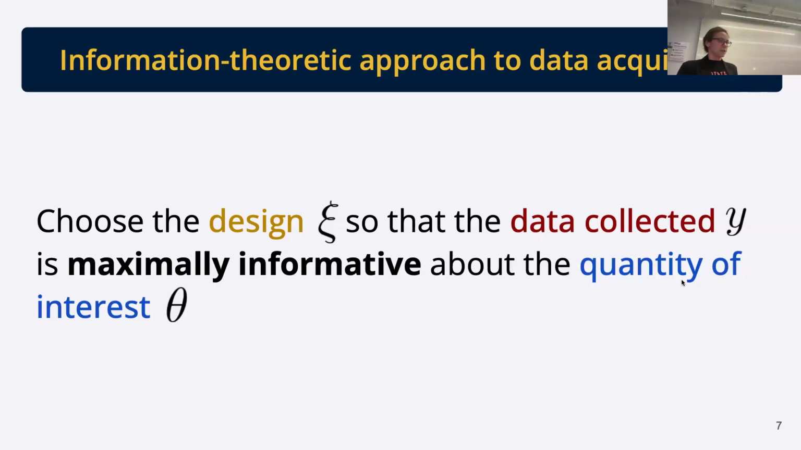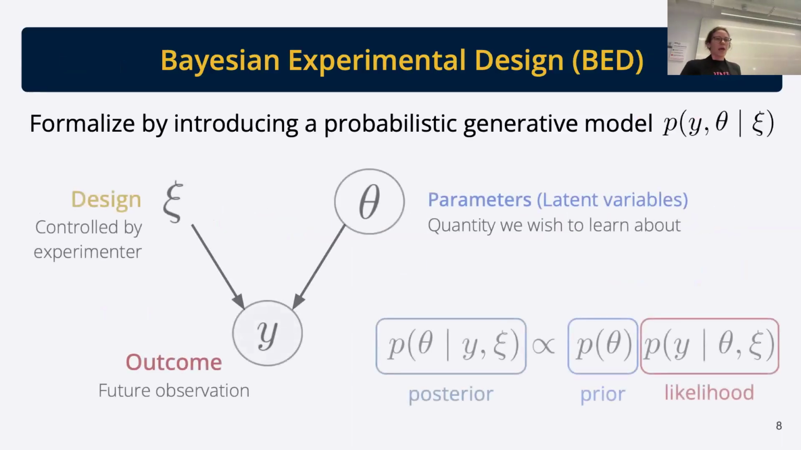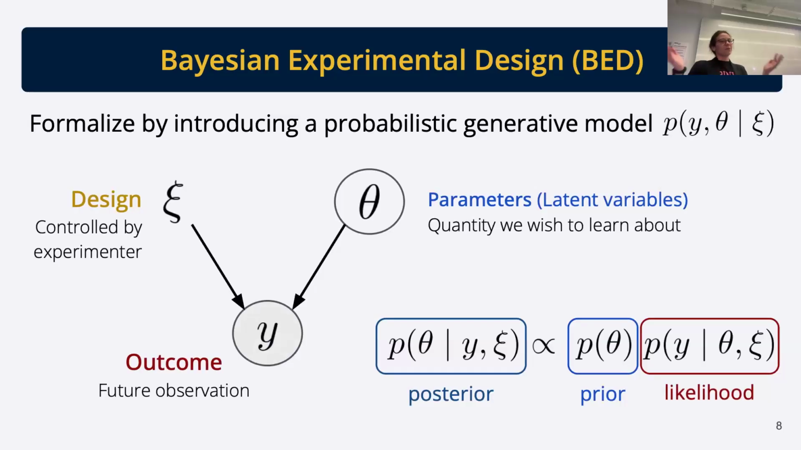in an underlying probabilistic model. And to put things into the familiar picture, we are going to work with a probabilistic model over our outcomes and the parameters of interest given the design. And in the traditional Bayesian way, we're going to have our posterior, which is proportional to the prior on the parameters of interest times the likelihood.